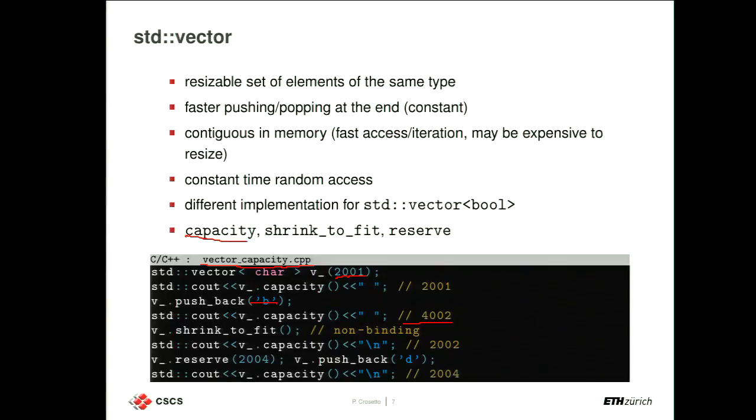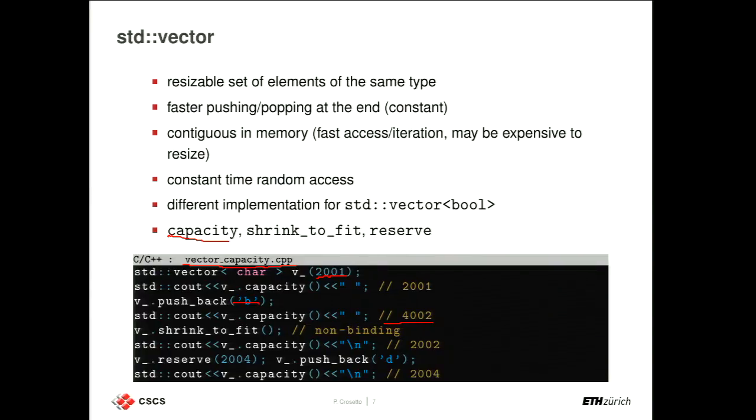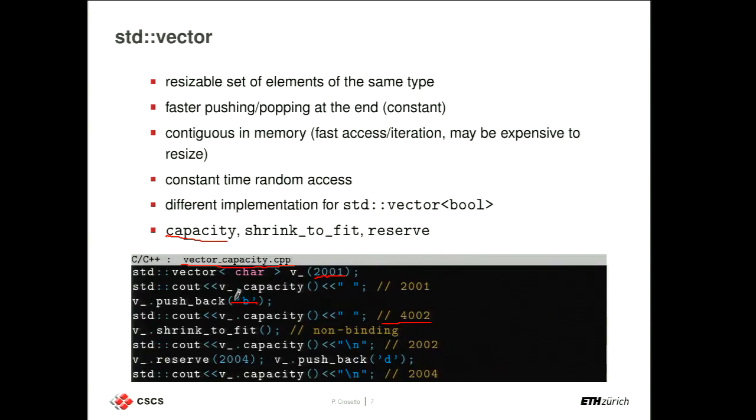It says allocating memory is expensive. I have to allocate a new buffer and copy everything in the new buffer. So I do it once, and then I don't want to do it very often. So it just doubles the size as a policy. This is GCC. Other compilers do other things. So this is not standard.